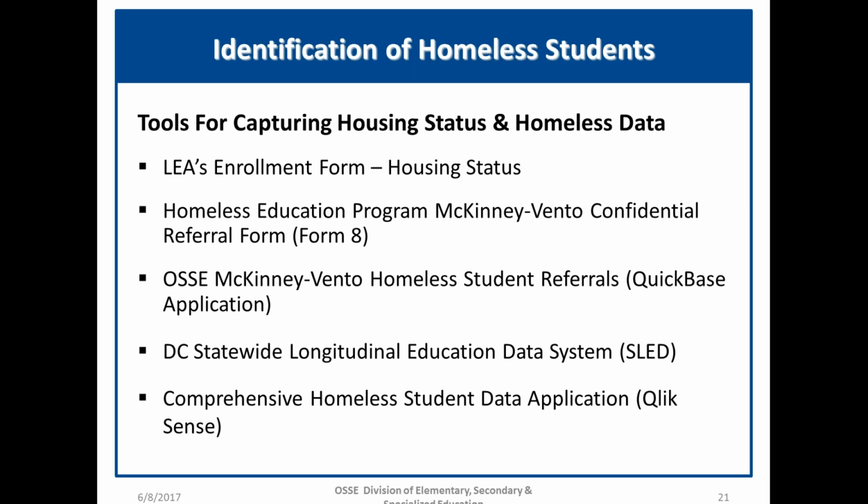The second step is that the confidential referral form is another tool that schools and LEAs can use to allow staff or families to identify students that are experiencing homelessness. For next school year, the student residency division here at OSSE has numbered all forms that are used for the application and the enrollment packets. So the MKV referral form is now form number 8. For those of you that may work with registrars or may serve as a registrar as well as the homeless liaison, just know the MKV referral form is now form 8.